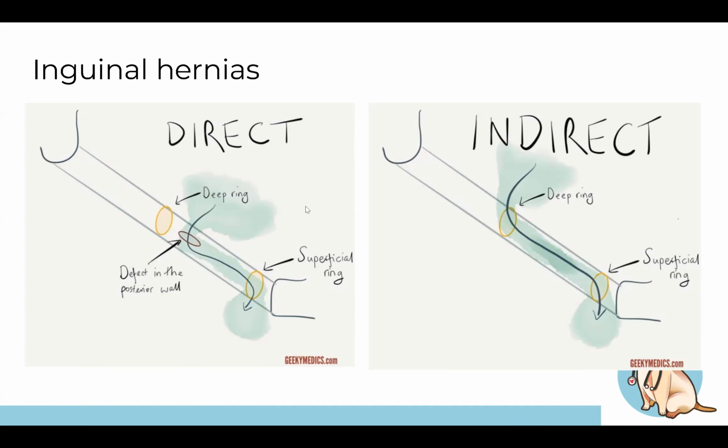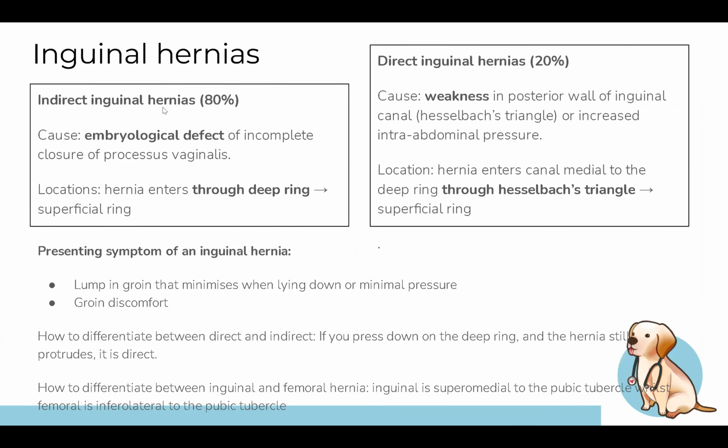And remember, in the direct one, it doesn't go through the deep ring. It goes through Hesselbach's triangle, which is an area of weakness. So saying here defect in the posterior wall is talking about Hesselbach's triangle. And both of them can exit out the superficial ring because it's sort of like the area of least resistance. It just travels down.